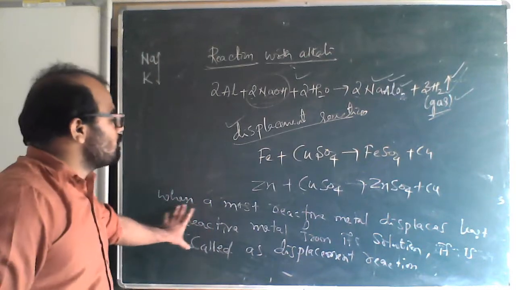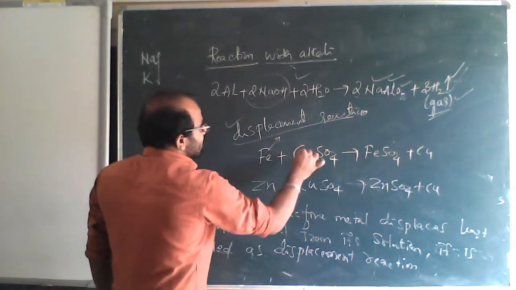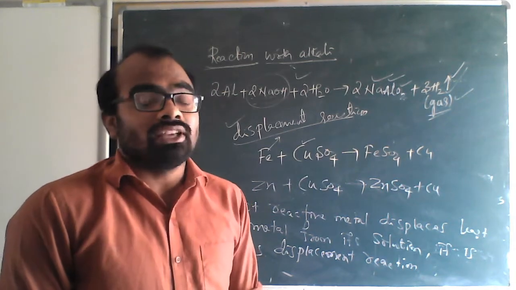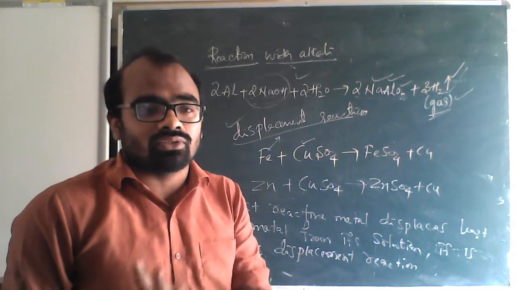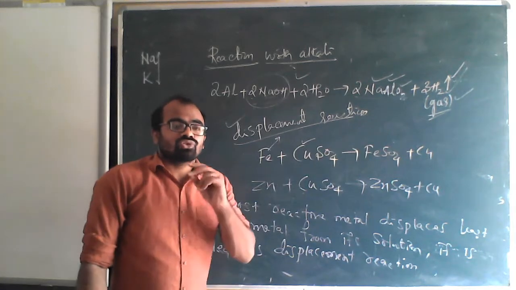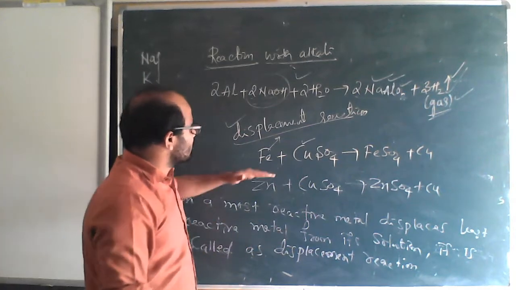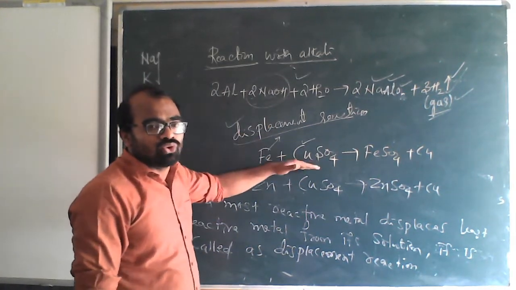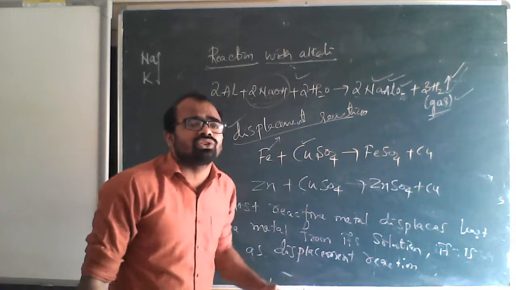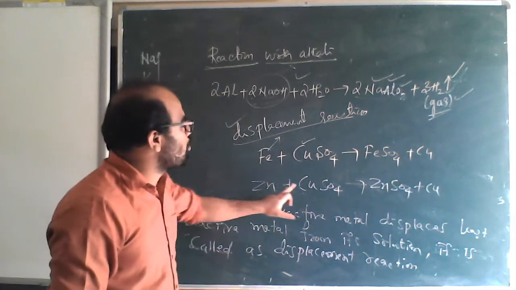See what is happening here. When a more reactive metal, as we have seen in the reactive series, Fe is more reactive compared to Cu. Please check out the reactivity series and note it down. It is in the earlier videos, I think in the third or fourth video. In that reactivity series, Fe is above Cu, that means iron is more reactive than copper. Zinc is also more reactive than copper.